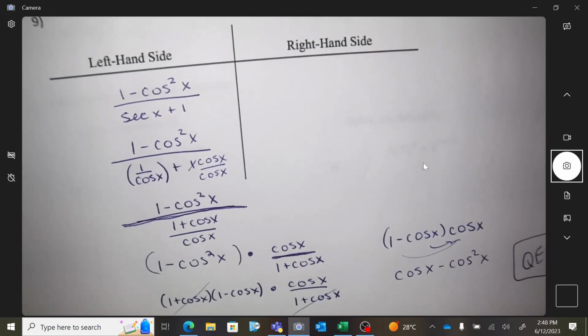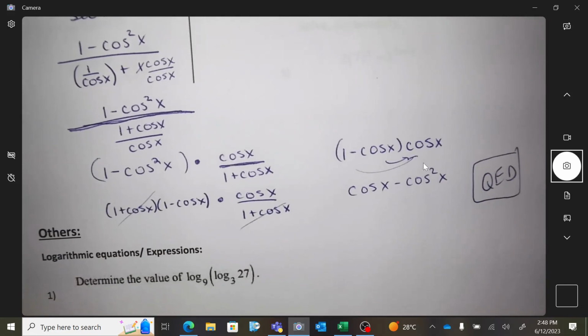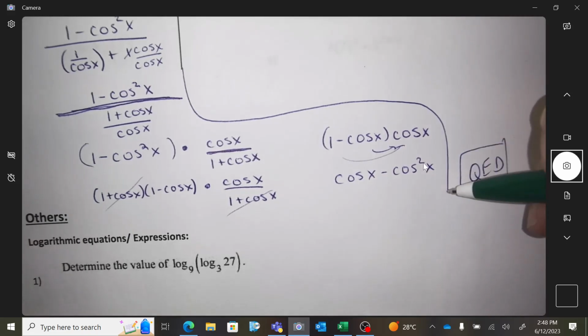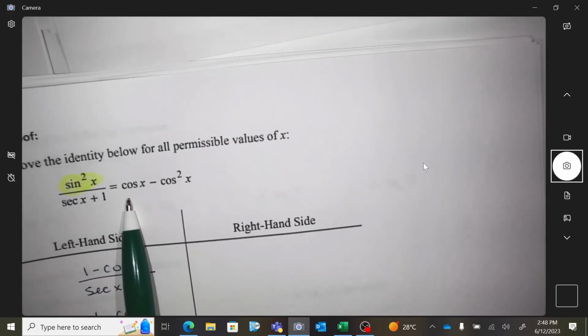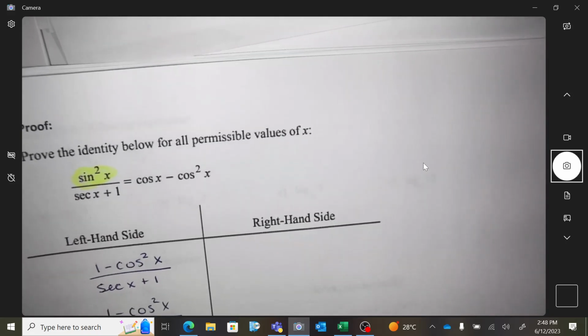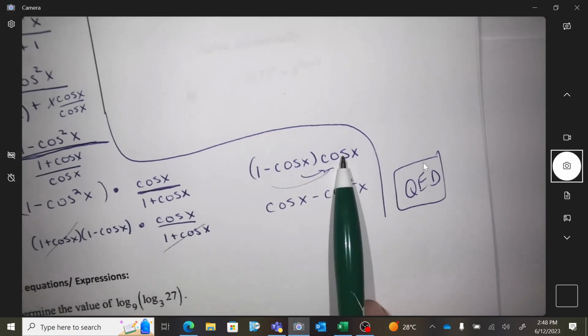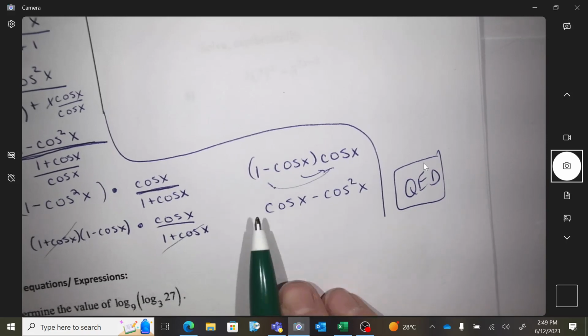How does it equal that? Look at it up top. This cancels and this cancels. All that works right here. Where's the minus 1 on the other side? I just need cos x minus cos squared x. I got there when I foiled this, or distributed it, because of the minus. Do you see my distribution? 1 times cos x.